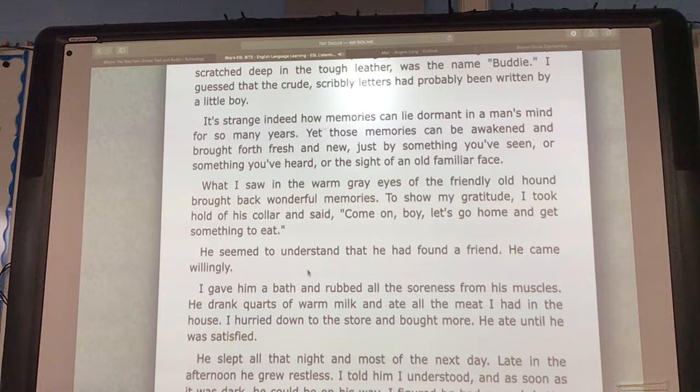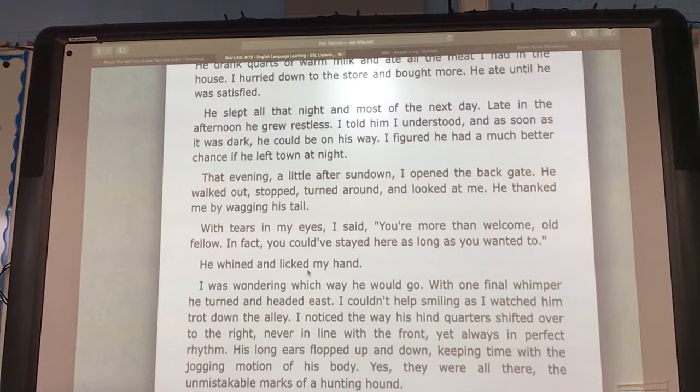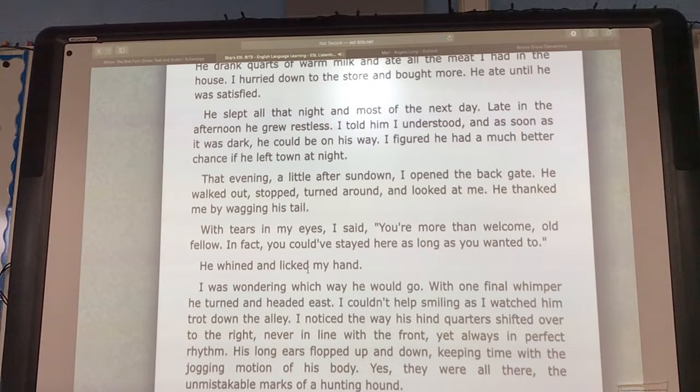He came willingly. I gave him a bath and rubbed all the soreness from his muscles. He drank quarts of warm milk and ate all the meat I had in the house. I hurried down to the store and bought more. He ate until he was satisfied. He slept all that night and most of the next day. Late in the afternoon, he grew restless. I told him I understood, and as soon as it was dark, he could be on his way. I figured he had a much better chance if he left town at night.